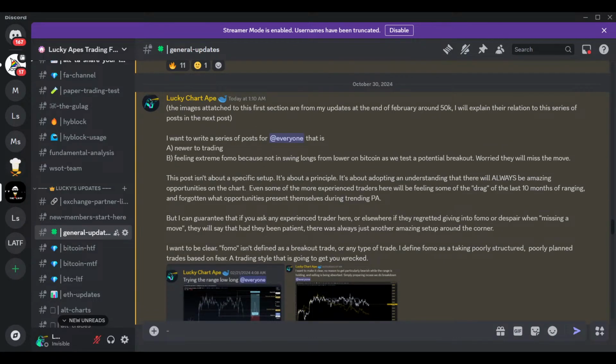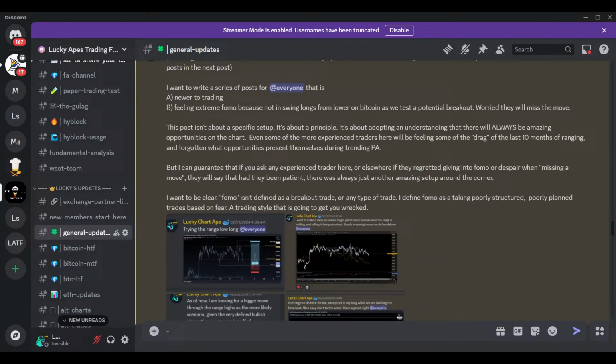I said, the images attached in this first section are from my updates at the end of February, around 50K. I'll explain the relation to the series of posts in the next post. I want to write a series of posts for everyone that is newer to trading or feeling extreme FOMO because they're not in swing longs from lower on Bitcoin as we test a potential breakout, worried they will miss the move. Now, this isn't going to apply to everybody in the Discord, but if it applies, it's really easy to start making irrational decisions if you see a breakout happening and you're not long.